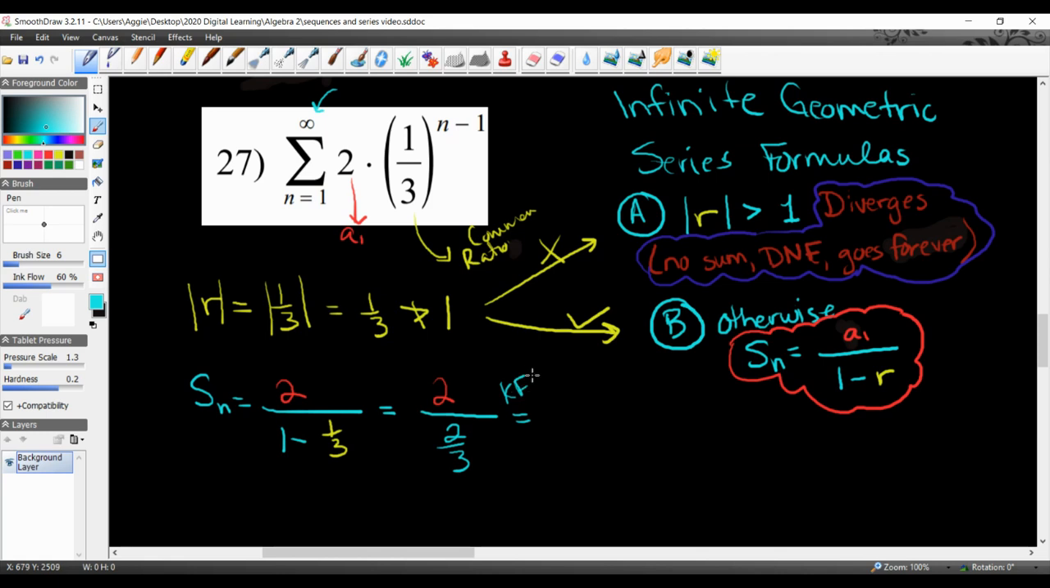Then we use the same thing we did earlier, the KFC from the first video. We're going to keep the top one, so it'd be 2, flip this one, so 3 over 2, and change the division to multiplication. If it really bothers you, you can put this over 1. From here, you can see that the 2's are equal to 1 because 2 over 2 is equal to 1. So we're just left with 3 over 1, or more simply, 3. So the sum of this infinite geometric series is just 3. Moving on to the next one.